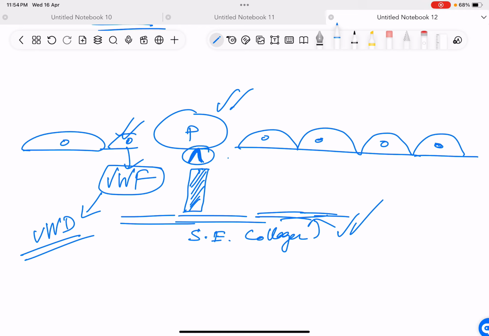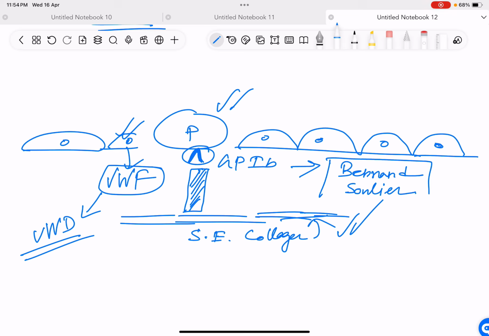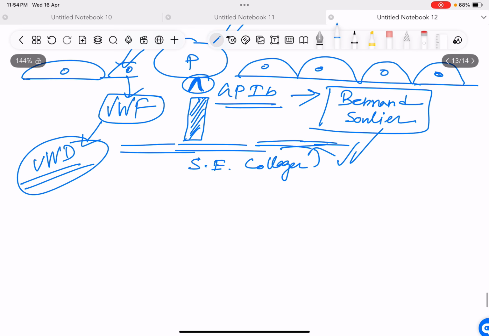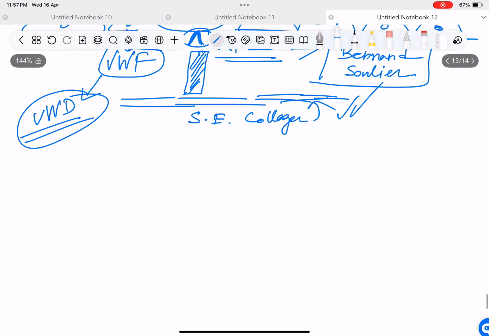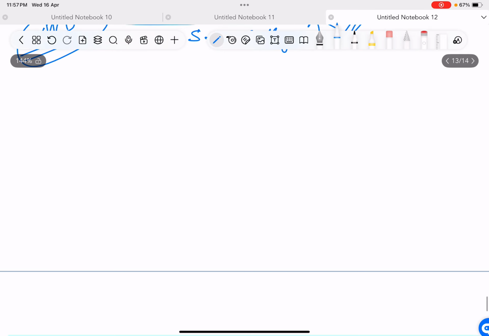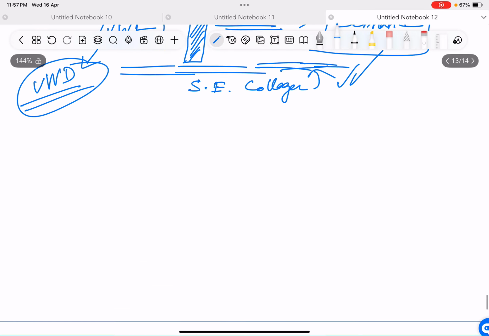If this protein, GP1B, is defective, this is known as Bernard-Soulier syndrome. GP1B defective is Bernard-Soulier, and von Willebrand factor we all know, very simple. So this is platelet adhesion. After adhesion, the next step is activation, and after activation the next step is aggregation.